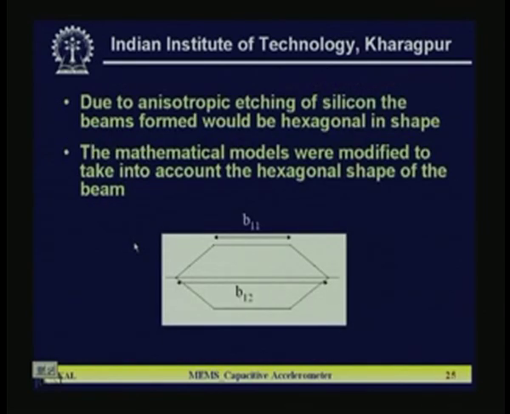Now, due to the anisotropic etching of silicon, the structure of the beam is not exactly rectangular, but it will take the form of a hexagonal shape, like the figure shown here. The mathematical models were accordingly modified to take into account the hexagonal shape of the beam.